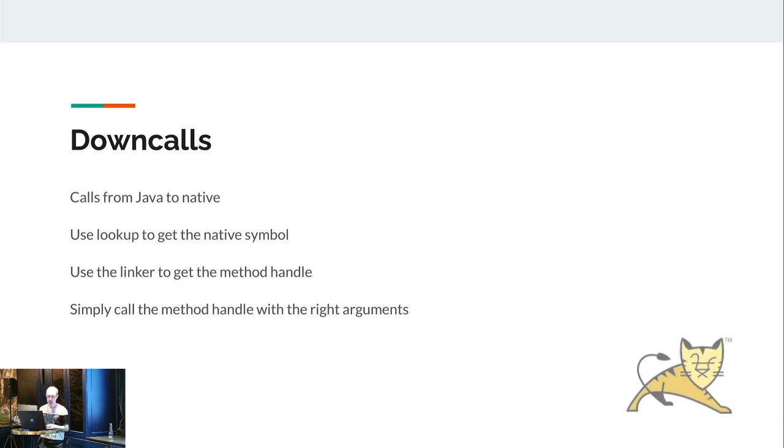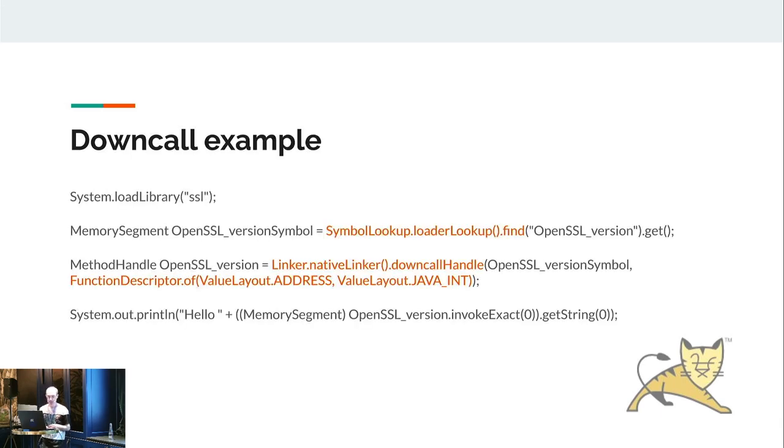So an example, okay, basically we are going to call a very simple call of OpenSSL, which basically takes an int. It's not really used at the moment, but it was in the past. And basically it returns the OpenSSL version string. So what we do is that we first load the library, as before. There's a fancier way to load libraries now, but that's more an advanced topic.